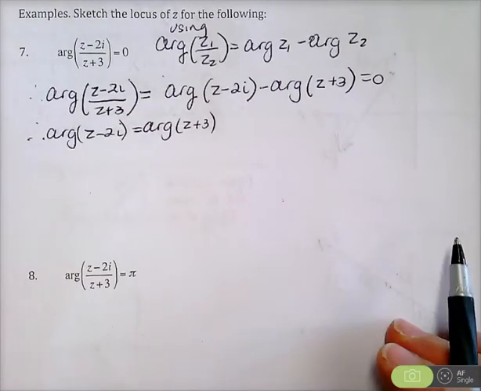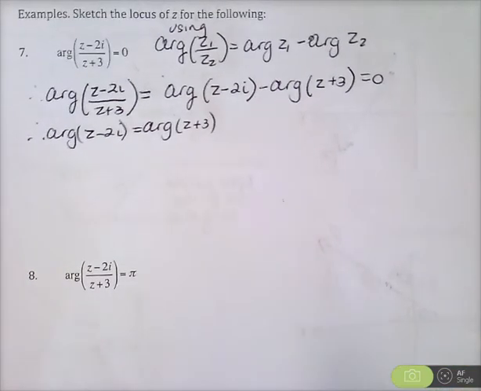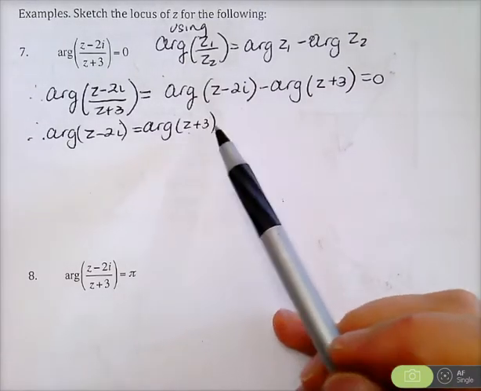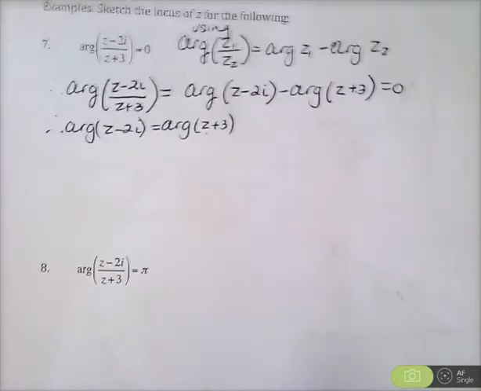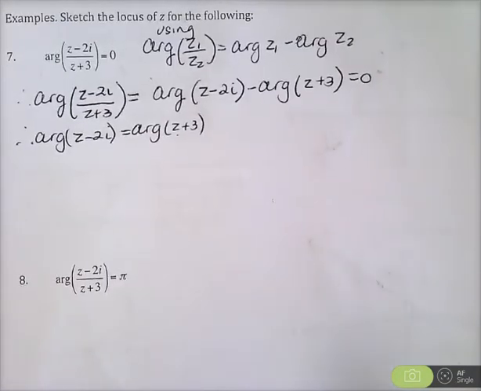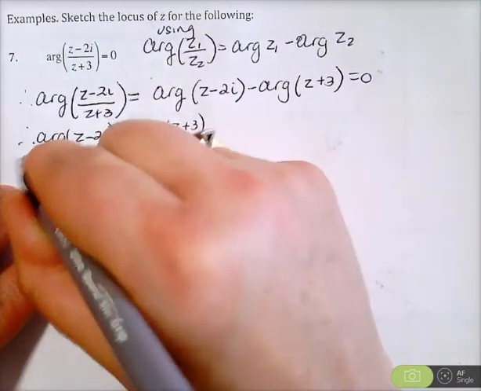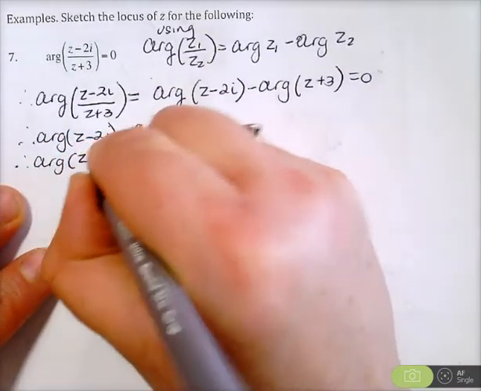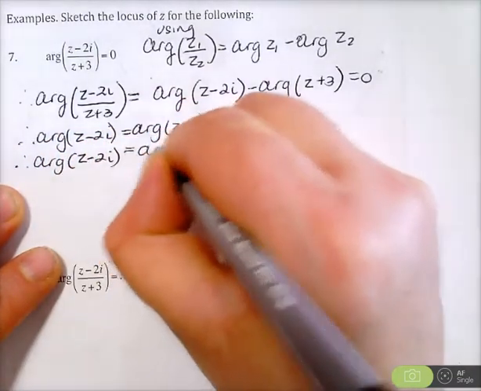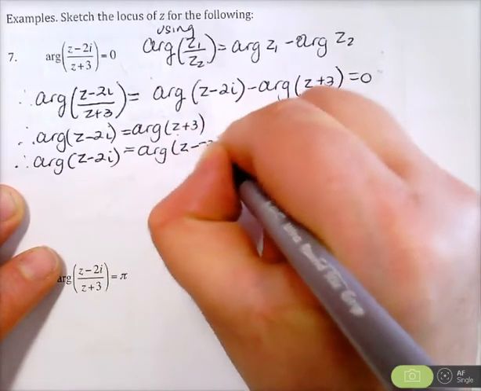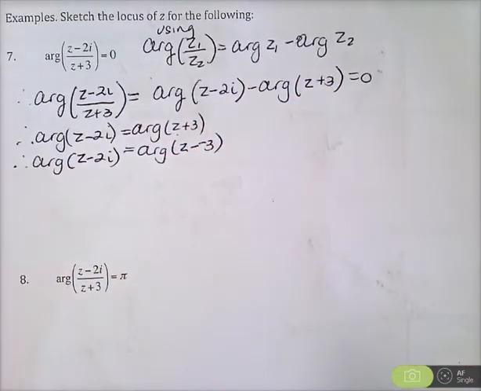Now, what that means is that what does arg of z minus 2i mean? It means find where 2i is and draw the vector from 2i to z. And arg of z plus 3 is the vector from negative 3, I'm going to rewrite that out. So therefore, this is the same as arg of z minus 2i equals the arg of z minus negative 3. Because it's got to be in the format of arg of z minus, z minus.